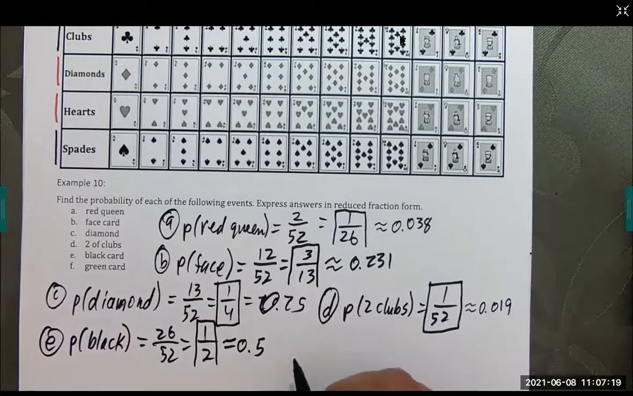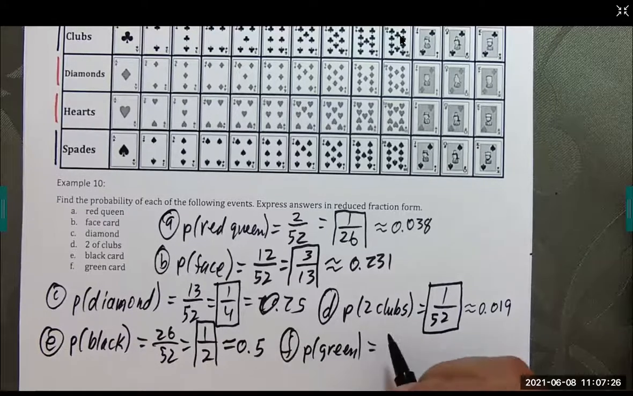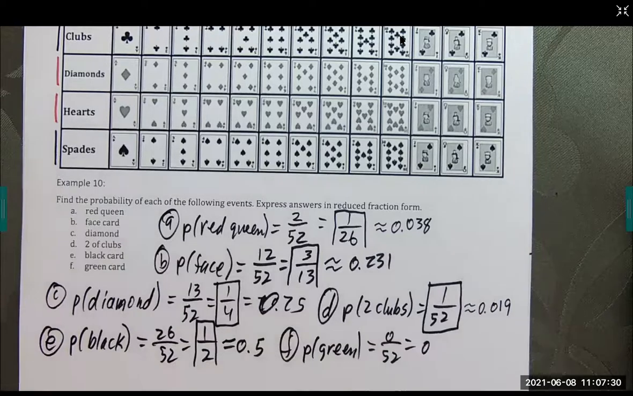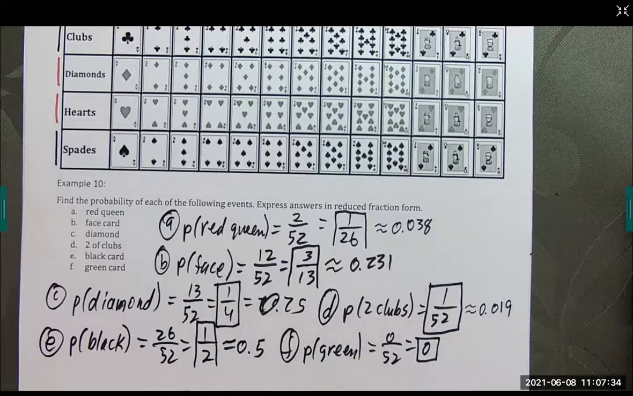And F, probability of green. In a standard deck of cards, there are no green cards. That's going to be 0 out of 52, which is 0. And that is the first of 4 sections of probability.